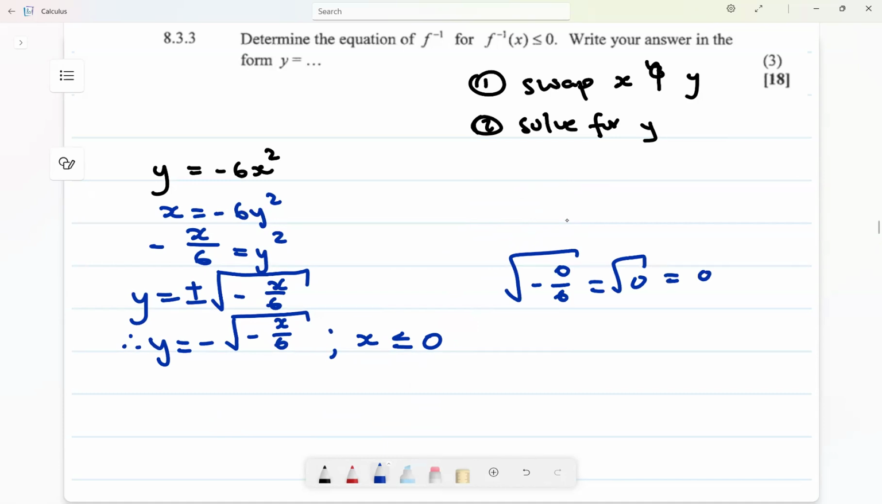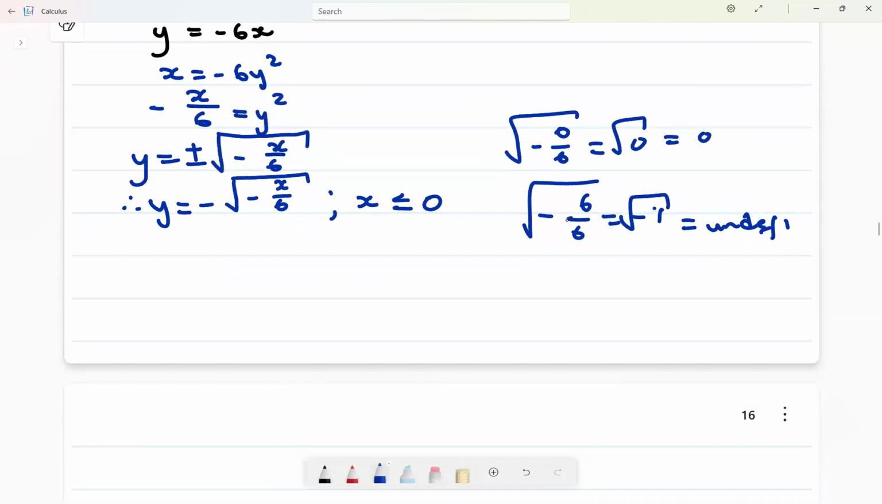Okay, but now, if I were to let x be equal to 6 rather, it's positive, right? Check what happens. It's going to be negative 6 divided by 6, which is square root of negative 1. And square root of negative 1 is just i, and we haven't done that yet. So for now, it's undefined. But what if I put a negative 6 instead? When I put a negative 6, it's going to be negative by negative. It's going to be 6 divided by 6, which is now what? Square root of 1, which is equal to 1.